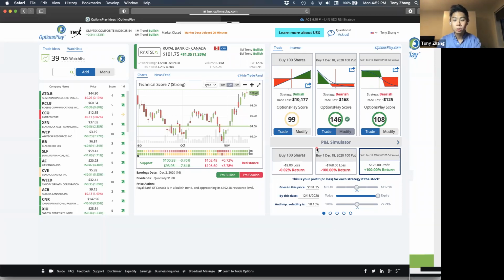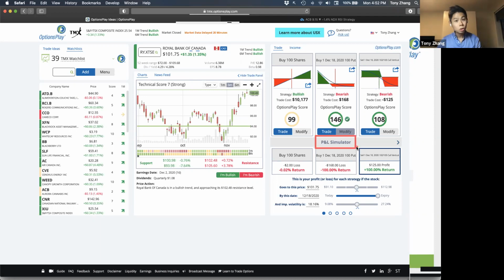If you bought the put option, you would lose $168 versus if you sold the credit spread, you would make $125. And this is really why I always encourage investors, especially if you're new and you're learning these strategies, and maybe you're not 100% sure which strategy you should deploy at what time, Options Play allows you to put any two strategies side by side.